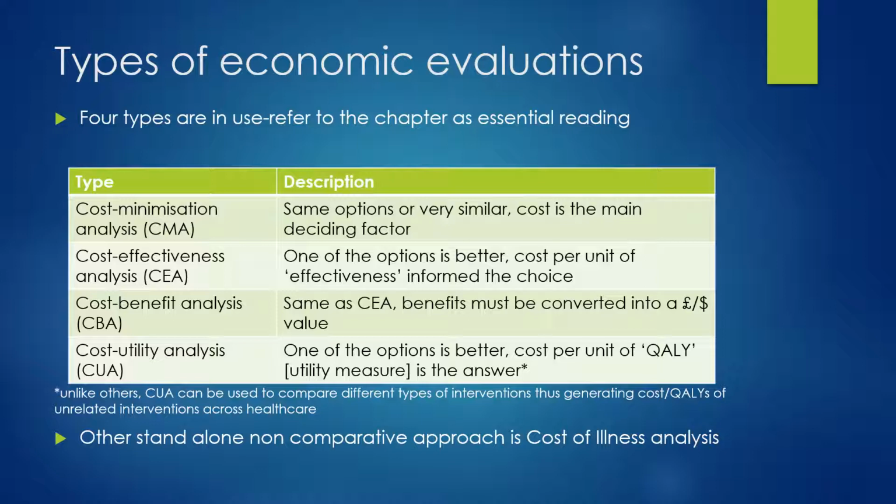The stand-alone non-comparative analysis you're going to find here and there in books is called cost of illness analysis. It is basically when you try to find out how much diabetes is costing the UK, how much asthma is costing the UK. You do a cost of illness study. You just measure the cost being lost or wasted because of the illness in terms of productivity, lost wages, resource utilization. It's just a costing study. It's not a full economic evaluation. When it comes to economic evaluation, there are only the four that I've just explained.